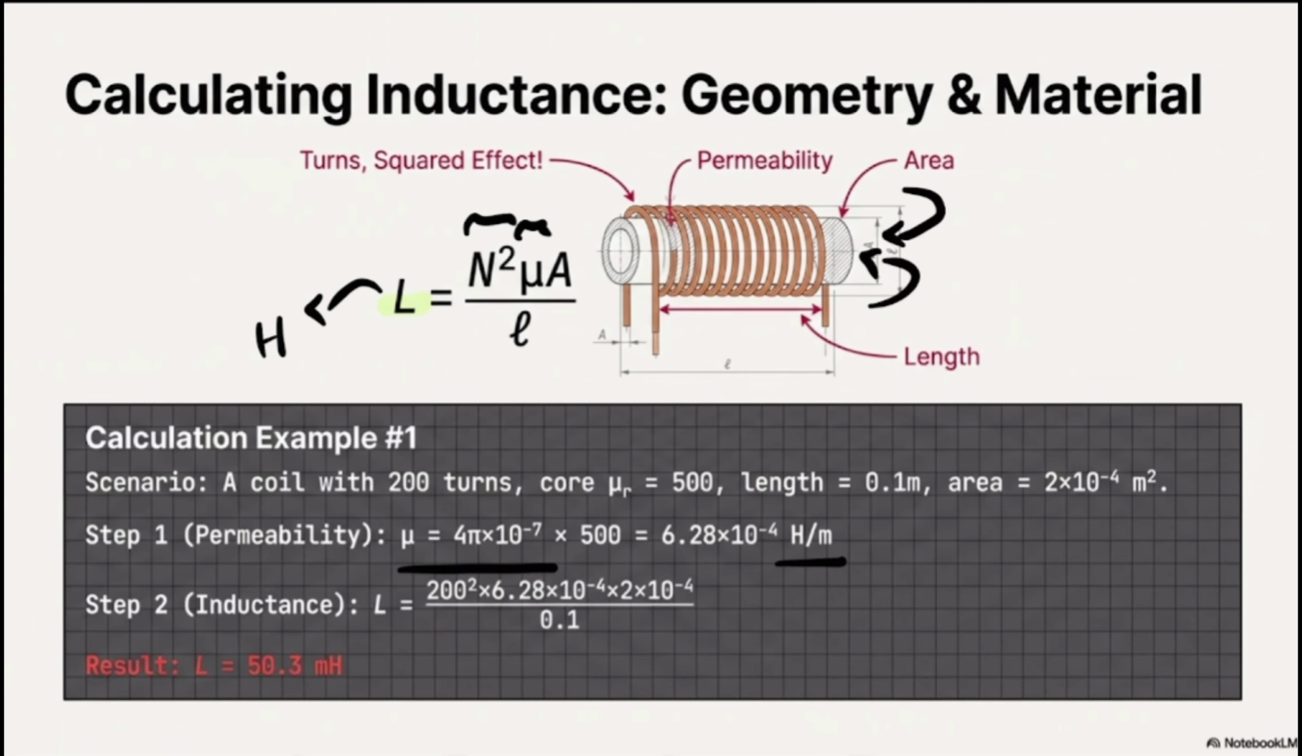In order to increase that permeability, we are going to use a core, iron core, metal core, whatever you can use. And that specific thing is going to have what we call the permeability ratio. The permeability ratio says how much stronger that specific material is compared to the air itself. For instance, at this point, I have a material that is 500 times stronger than the air itself. So finally, my permeability is going to be 6.2 times 10 to the power negative 4.